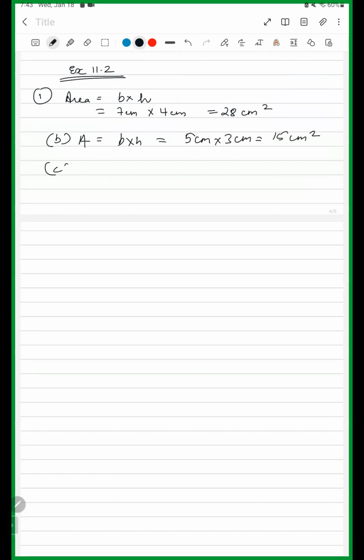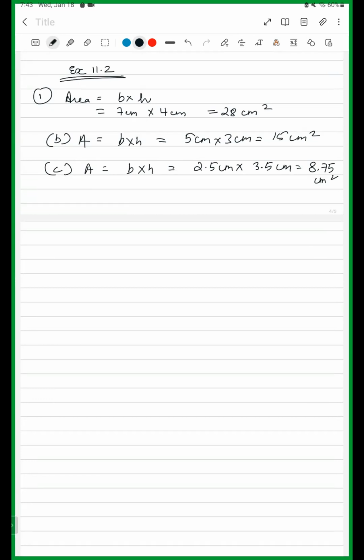Very good. Next. Area of parallelogram is equal to B multiplied by H. So it will be 2.5 centimeter multiplied by 3.5 centimeter. And that is? So the final answer is 8.75 centimeters square. Okay.